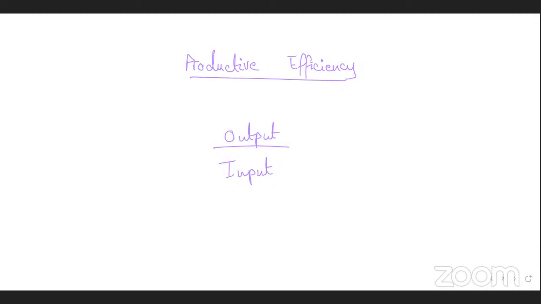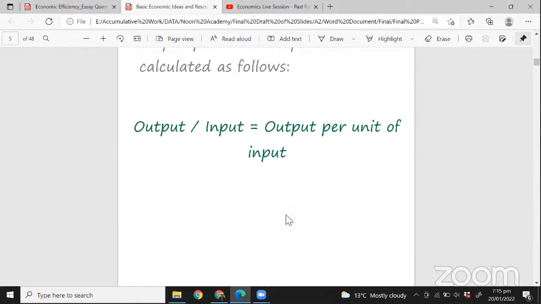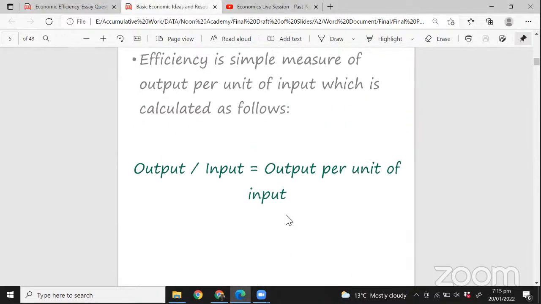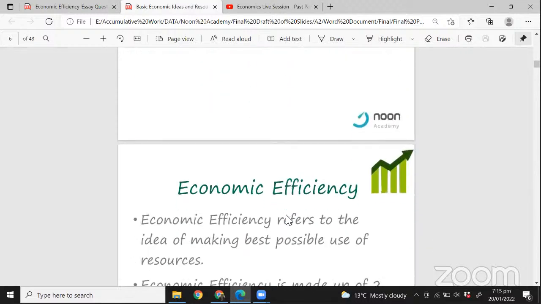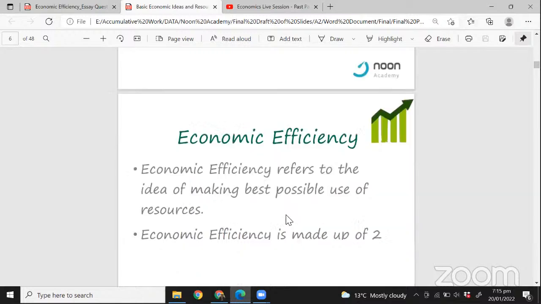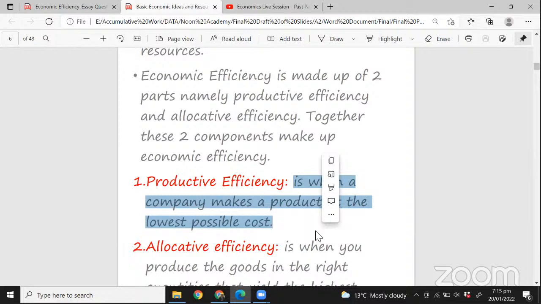So when a business is minimizing, does this answer your question? When a business is minimizing its average cost of producing something, great. When a business is minimizing its average cost of producing that product, then it is said to be productively efficient, right? Okay, so what is productively efficient? As we just discussed, productive efficiency is when a company makes a product at the lowest possible cost, right?